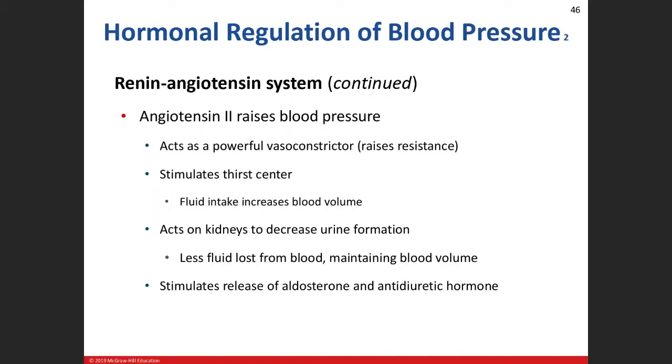Okay, so what does all this do? It's a negative feedback system. Low blood pressure, we want to increase it. So angiotensin 2 is going to raise the blood pressure. How? It increases resistance.